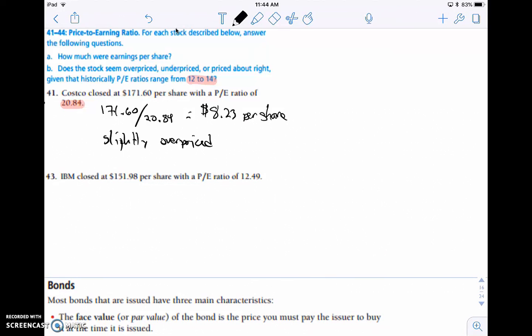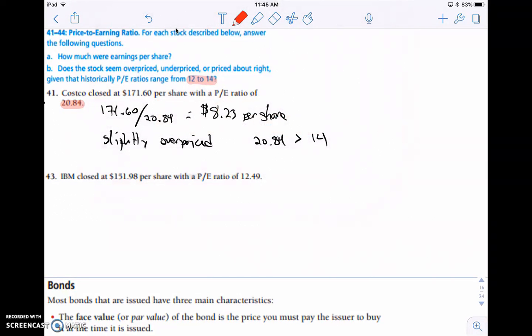And again, that's because the current price to earnings ratio is greater than, and we're looking at the range of 12 to 14, so it's greater than the bigger number there. And so it means we're just slightly overpriced on this one. Not too bad, but we are a little overpriced. And that's what people look at sometimes when they're buying and selling stocks.